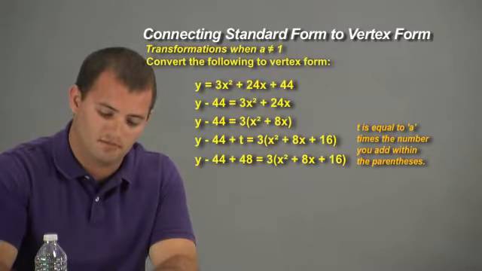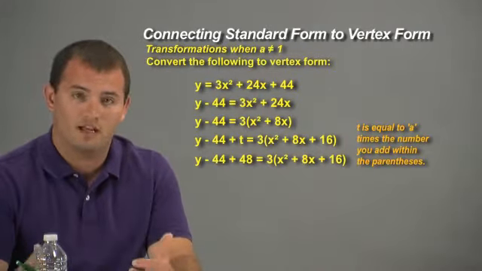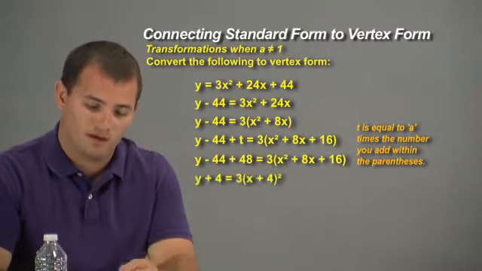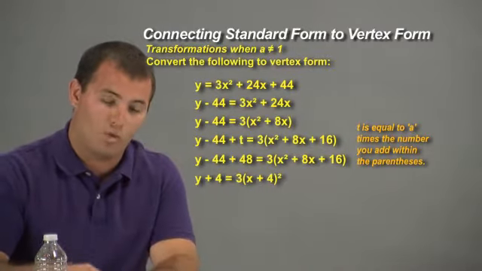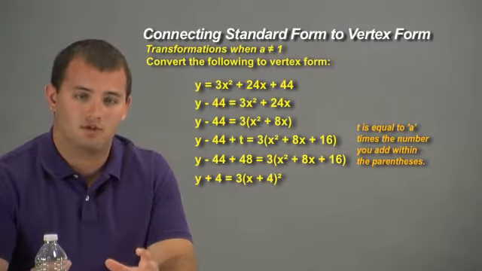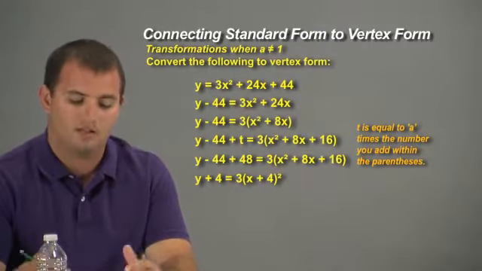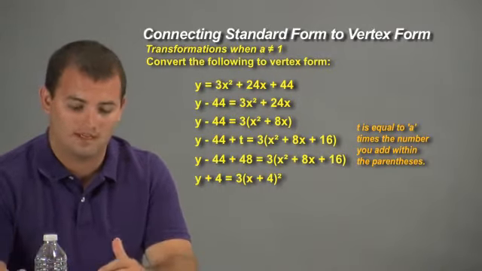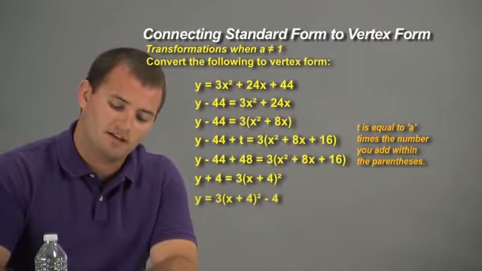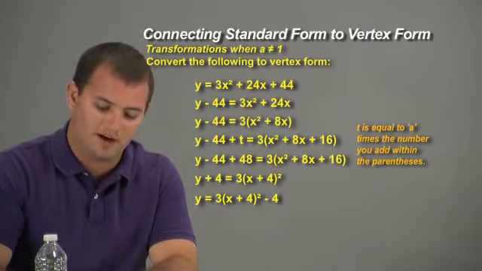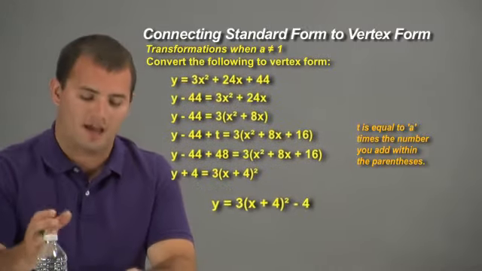Now we simplify and complete the square, and negative 44 plus 48 becomes positive 4, so it's y plus 4 is equal to 3 times the quantity x plus 4 squared. Now let's modify the equation so it becomes y equals. We'll minus 4 from each side, and it becomes y is equal to 3 times the quantity x plus 4 squared minus 4. And we've completed our task.